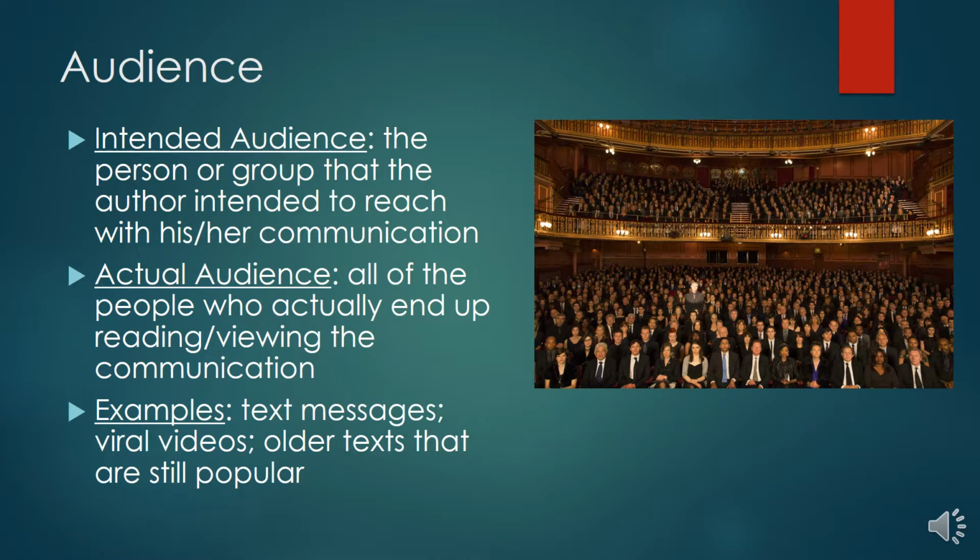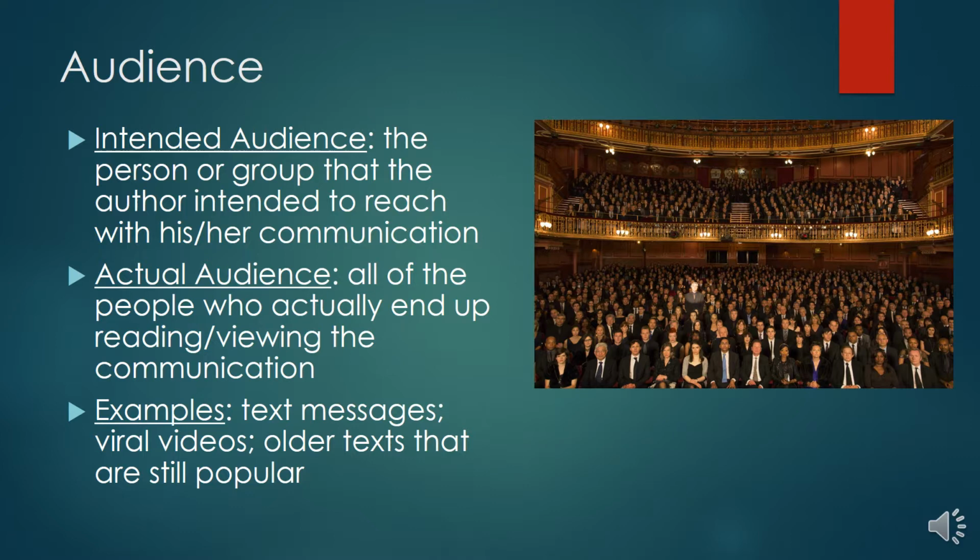Some examples that would be familiar to anyone, the first one would be text messages. Most people have at some point sent a text message or an email intending for that message to go to one person, say a mother or grandmother, and instead the message ends up accidentally going to a friend instead, which affects the communication, how it's received. If the message is sent to one intended audience but reaches a different actual audience, then the response to that text message is going to be different.